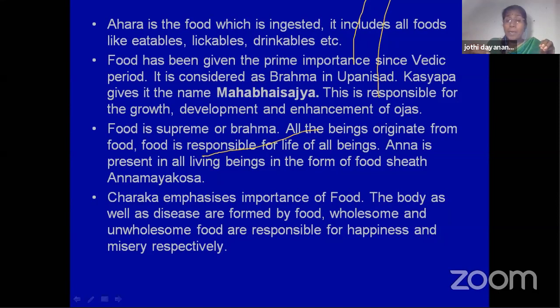So anna means food, is present in all living beings in the form of food, and the annamaya kosha. When you see the concepts of the body, the annamaya kosha, the pranamaya kosha, the annamaya kosha finds a vital place in the center, the madhyama of the stomach, where the food needs to be sent in. It also emphasizes that the chakras are also touched while you eat the food. So the body, as well as disease, are formed by food.